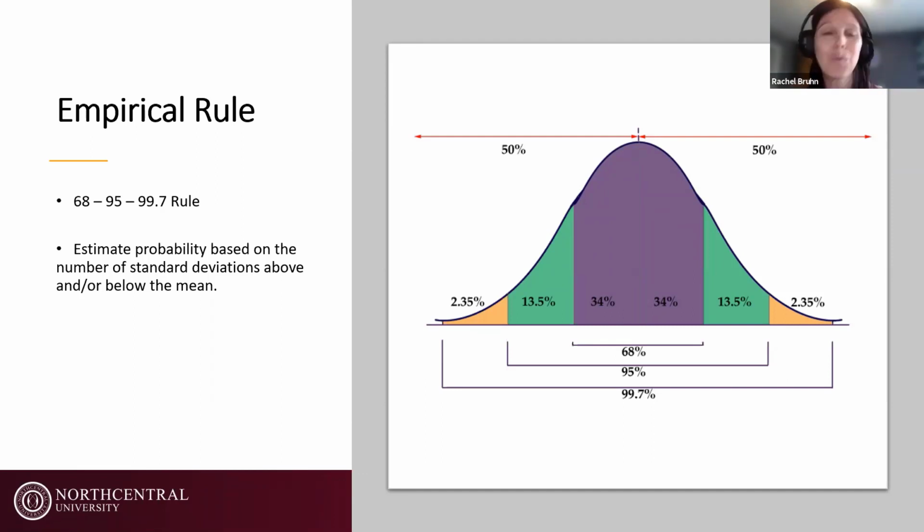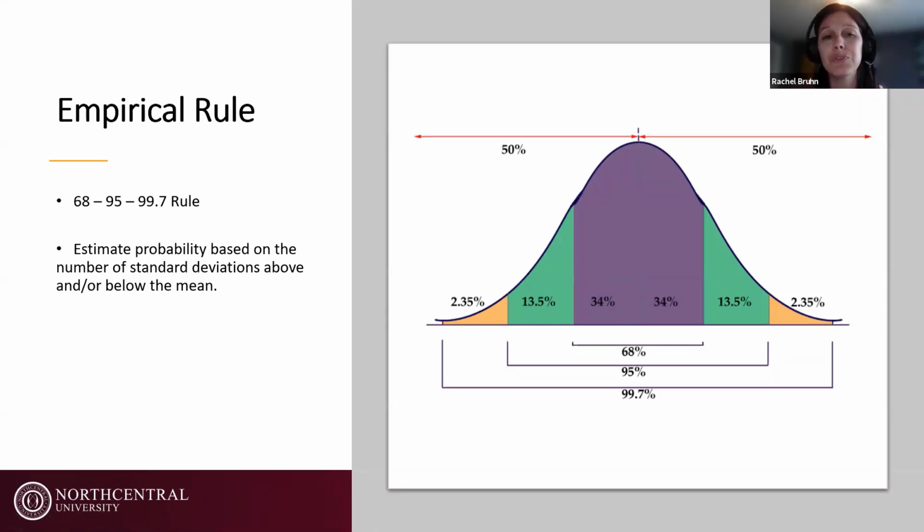This is really helpful when we're computing probabilities. If you're trying to find the probability of something happening, or if you want to find the percentage of people that fall above or below a certain point, or if you want to find the score associated with a given percentile, we can use all of these interchangeably on this normal distribution because those percentages are standardized.